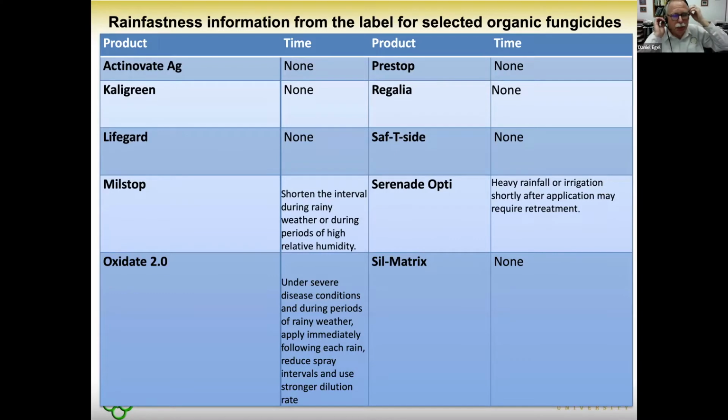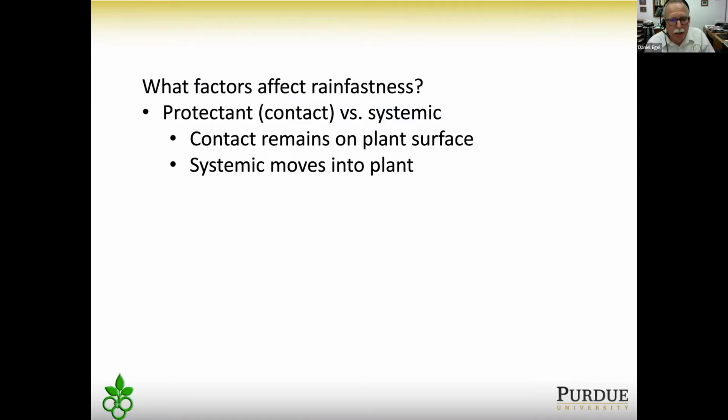I searched some selected organic labels, and again, did not find much. Millstop and Serenade Opti had verbiage such that you have to apply them more often during rainy weather. And then Oxidate had a comment about rainy weather and severe conditions, which I don't understand because Oxidate doesn't have any residue. I don't see how it interacts with rain at all, but that's another story. So I didn't find much.